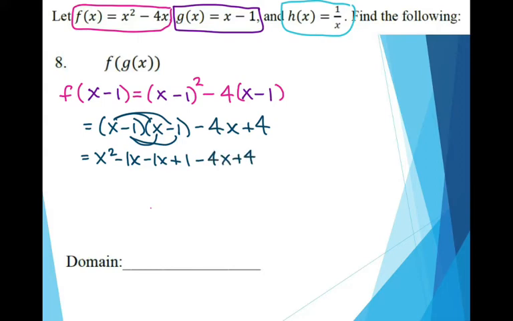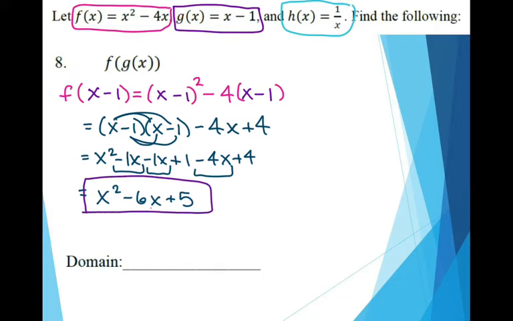And then we just combine all of our like terms. So we have x squared, negative 1x minus 1x is negative 2x, minus another 4x is negative 6x, and then plus 1 plus 4 gives us plus 5. Another quadratic again, which means our domain is all real numbers, negative infinity to infinity.